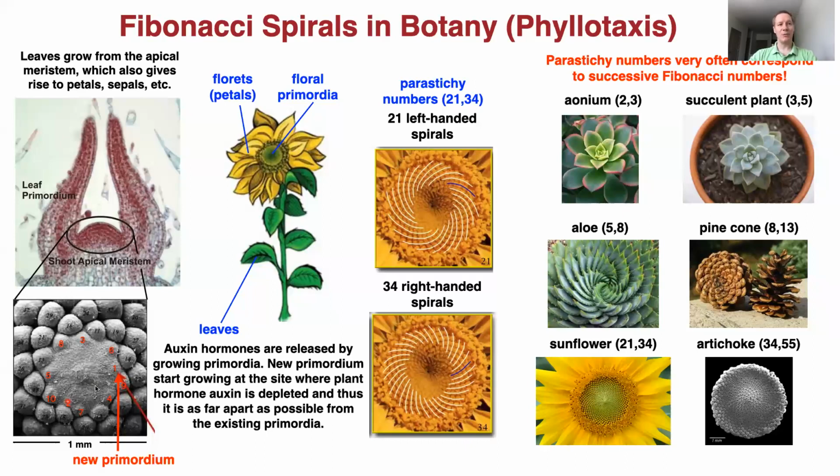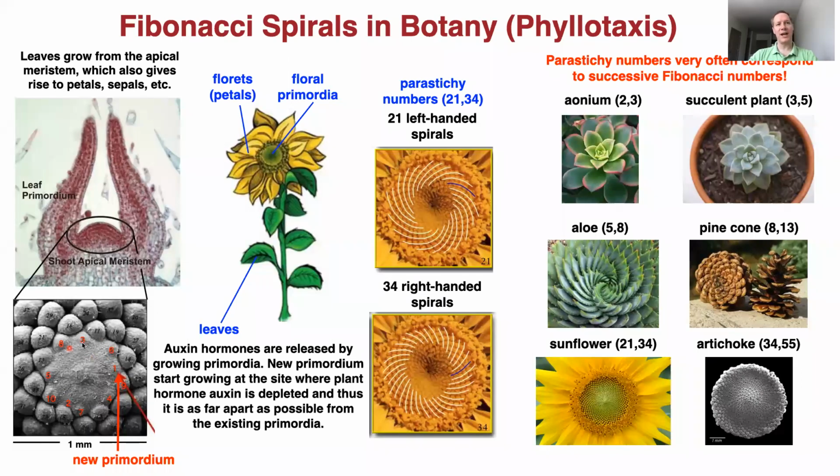What's happening is that once each of these primordia is generated, it releases some hormones called auxin, and these hormones are now diffusing around. They eventually decay, but the new primordium will appear at the site where it's depleted of these hormones. So very close to this number 2, there will be a lot of auxin, so 1 would not like to form near 2. And also near 3, there will be a lot of auxin, so 1 would not like to form near 3.